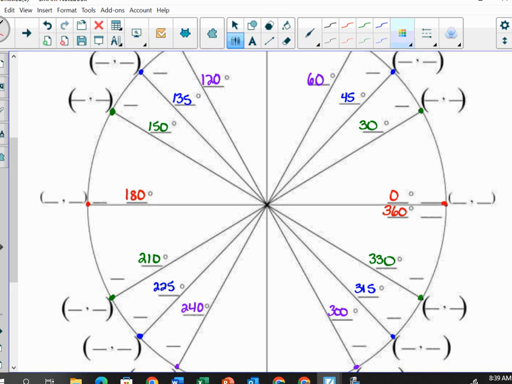All right, guys. We're going to do the radians now. Okay? So I'm going back to the red dots. So I'm using red again. 0 degrees is 0 radians. Just put a 0 there in red.